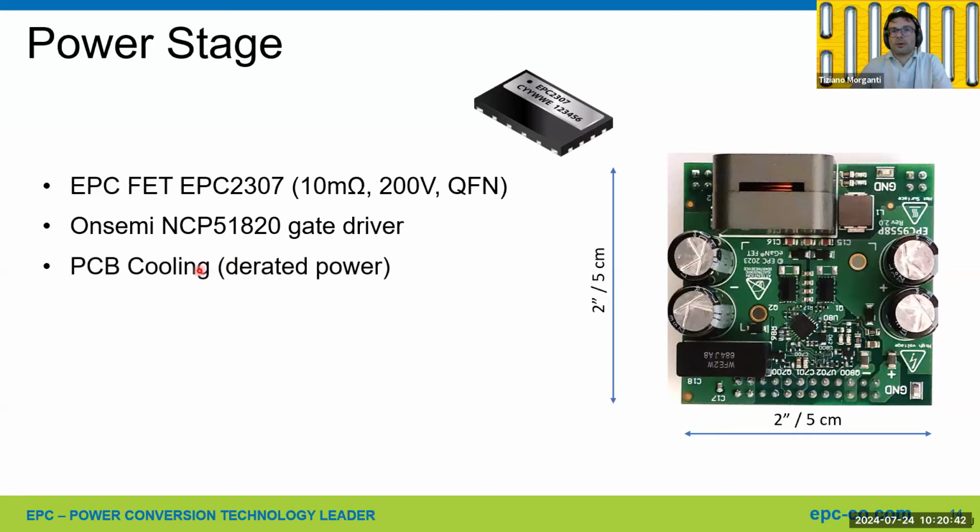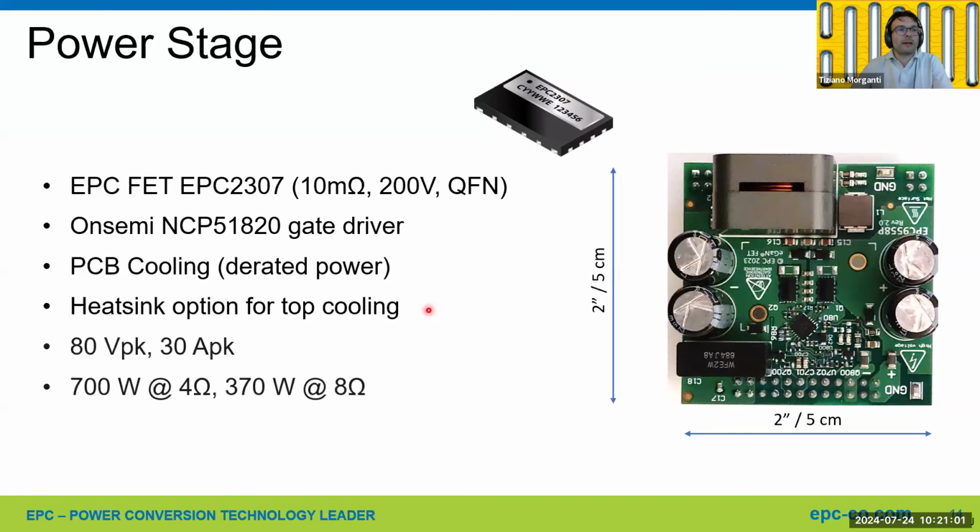We can provide PCB-only cooling at the rated power and output, and also voltage supply. Then we have a heat sink mounted on this power stage to be able to operate up to the maximum rated power. We can deliver about 80 volt peak, 30 amps peak, which means about 700 watts on 4 ohm or 370 watts on 8 ohm. Actually, we can do slightly above this.